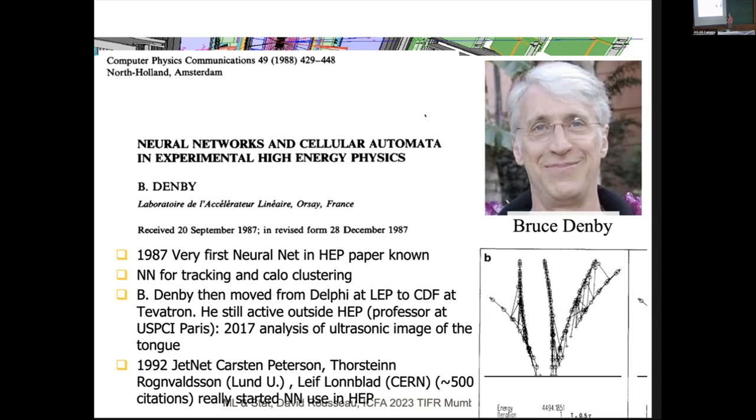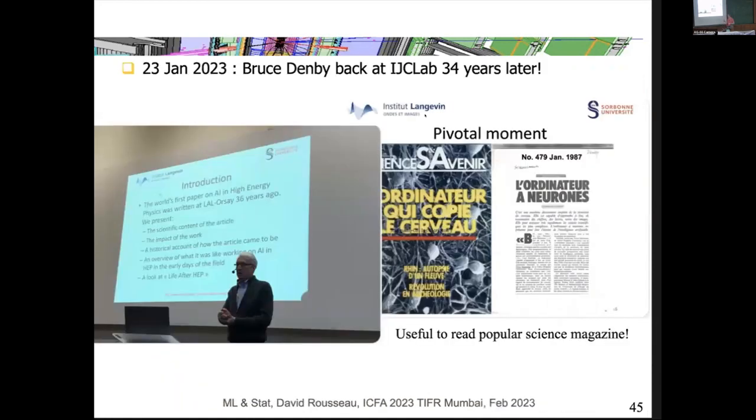And later, there was some activity around the neural network, especially led by people in Lund, who have developed a package about a neural network, which was the old style of neural network, which was kind of used at CERN. And just last month, I invited him to my laboratory.